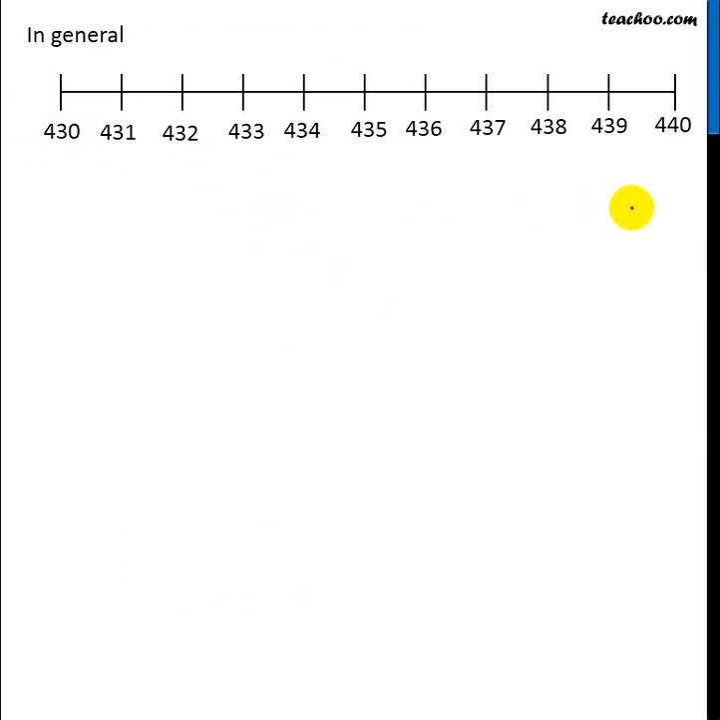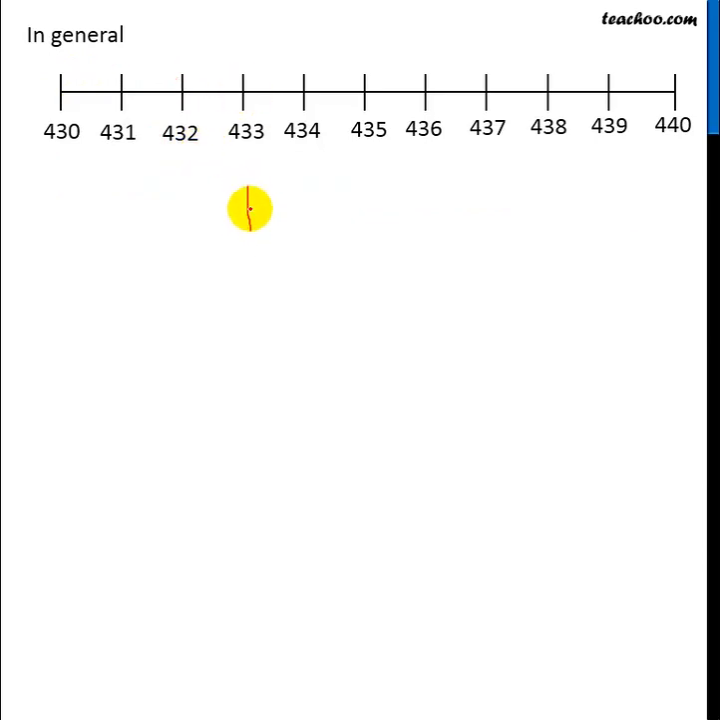Suppose we have numbers like this, 430, 431, 432 and so on. Now let's see which numbers are closer to 430. So for 431, it is very near to 430 as compared to 440. So it will be rounded off to 430. Now let's look at 432. 432 is very near. See, this is the distance with 430 and this is the distance with 440. So 432 will also round off to 430.